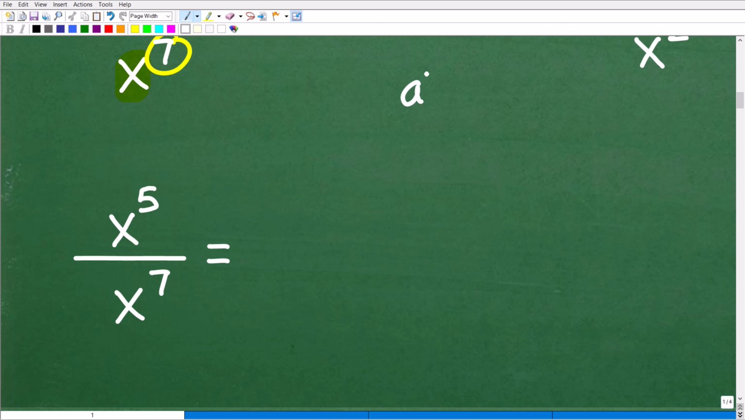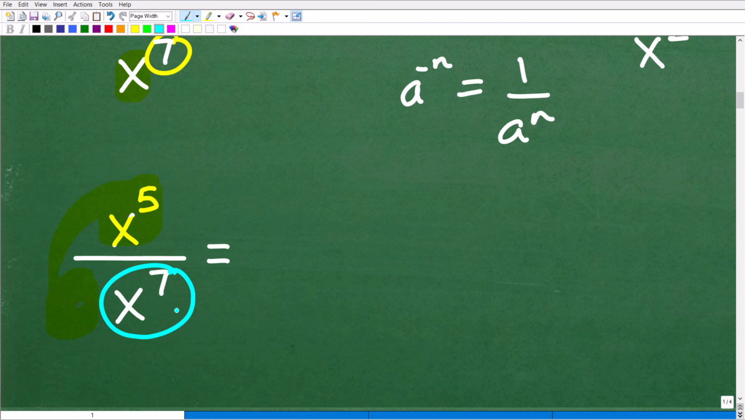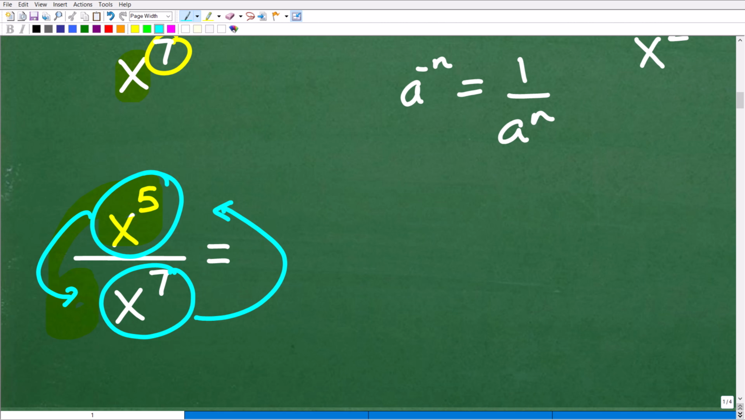Matter of fact, let me write this back up here. A to the negative n is equal to 1 over a to the n. And another way you can think of that rule is the following. I can take this x to the 5th and I can move it down into the denominator. You're allowed to take any power that you want. If I've got a power in the denominator, I can move it up into the numerator. If I've got something up in the numerator, I can move it. I can move my powers between the numerator and denominator.